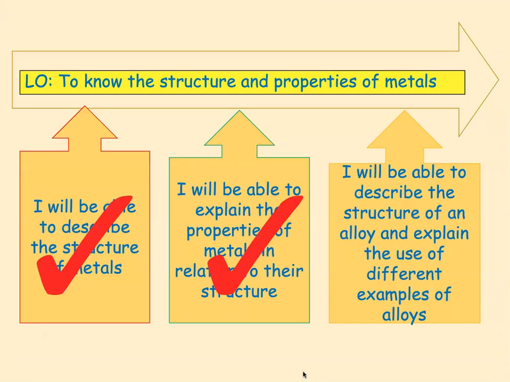Okay, so that is our final success criteria. We're now able to describe the structure of an alloy and explain the use of different examples of alloys.